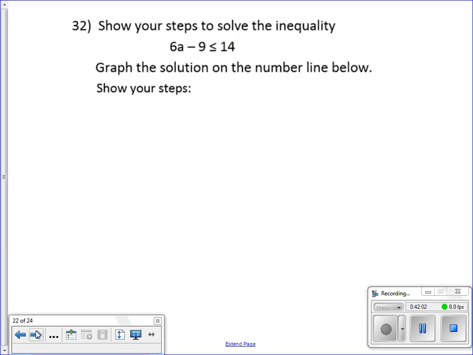Okay, show your steps to solve the inequality and then graph your solution on the number line below, or you can make your own number line. So I need to solve this. I'm going to add 9 to both sides to start off with. That gives me 6a is less than or equal to 23.